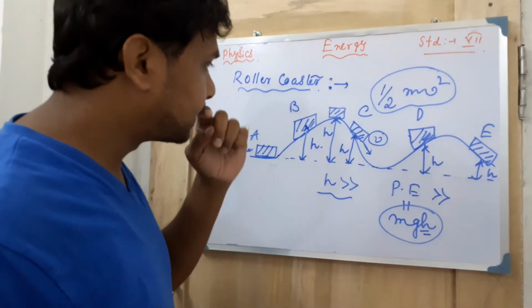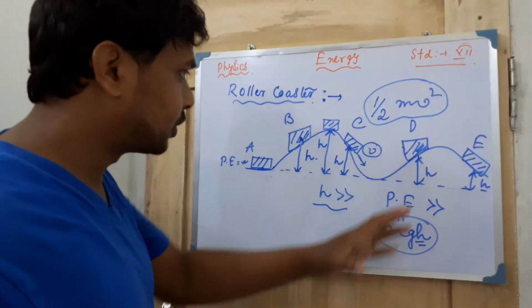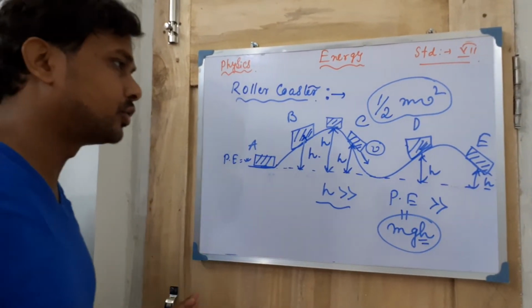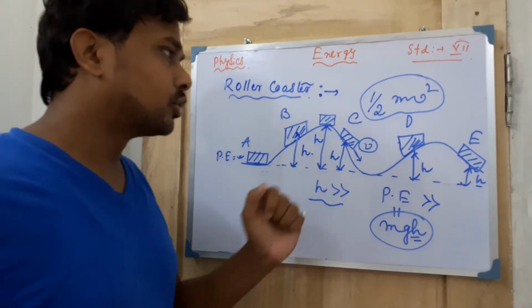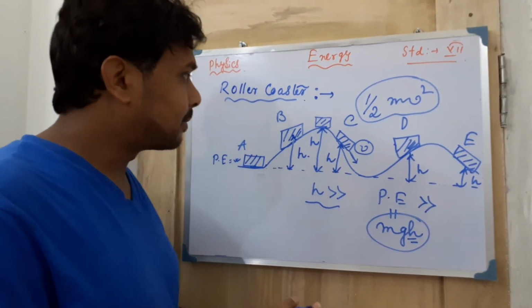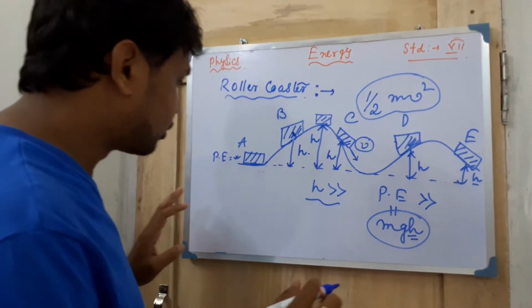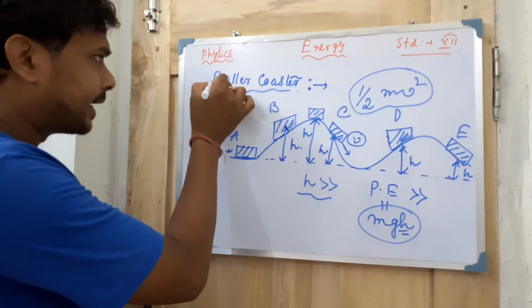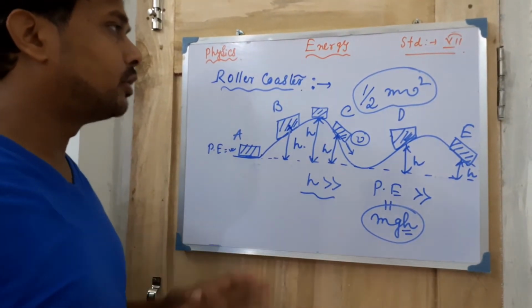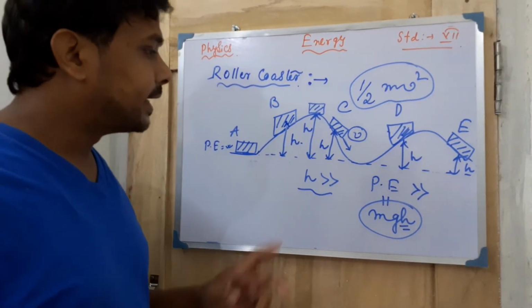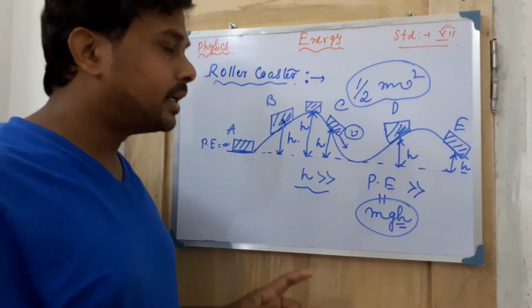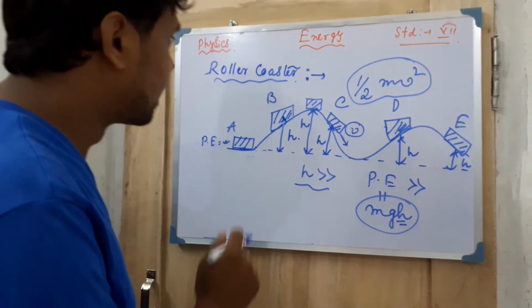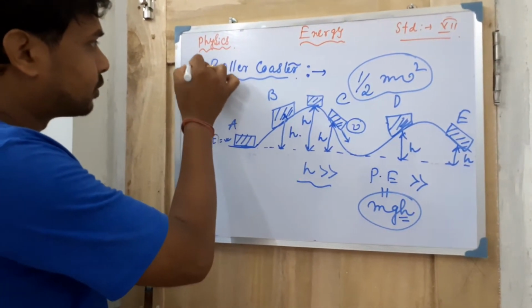So this is actually the position where the thing in the case of a roller coaster is happening. The question that will come in the exam is that you have to write any two devices or any two things where the kinetic energy and potential energy interconversion takes place. So the first example is this one, the roller coaster.